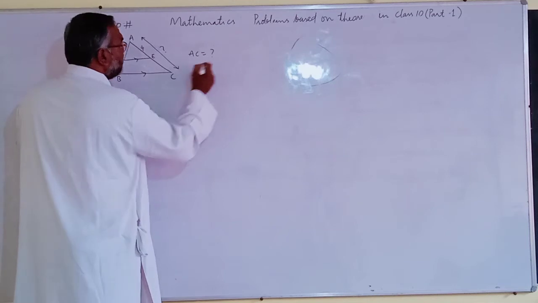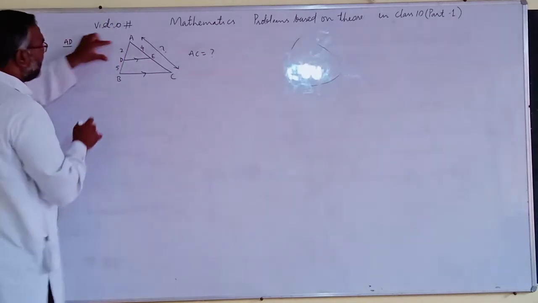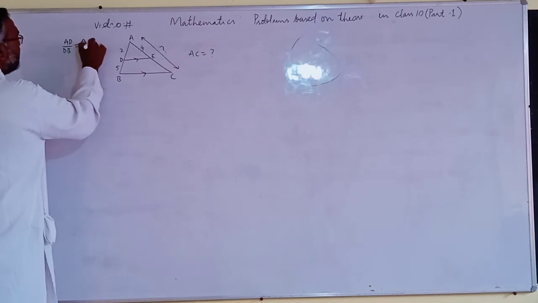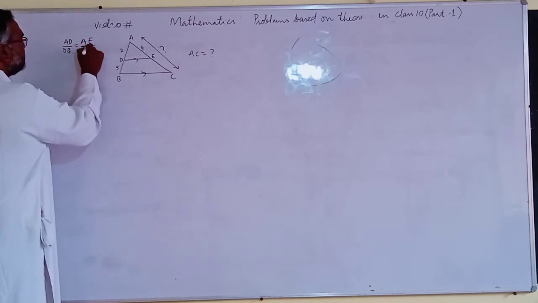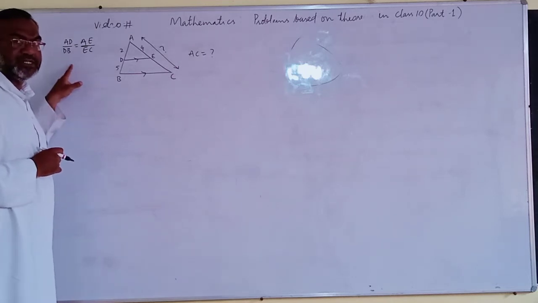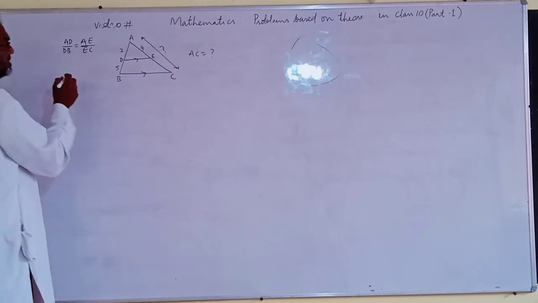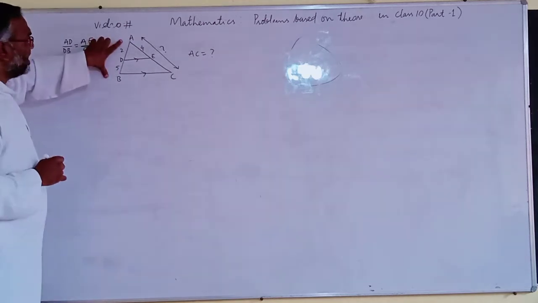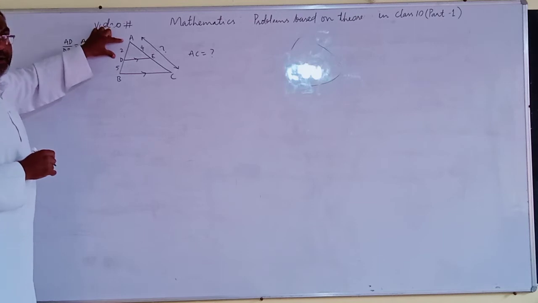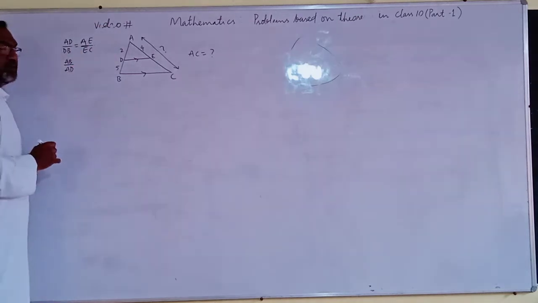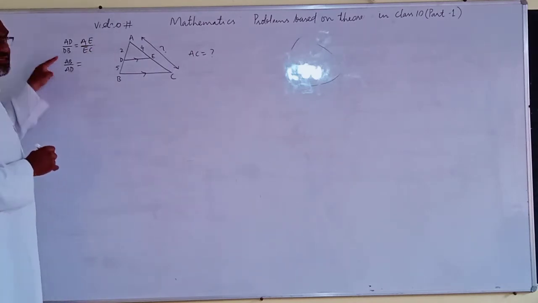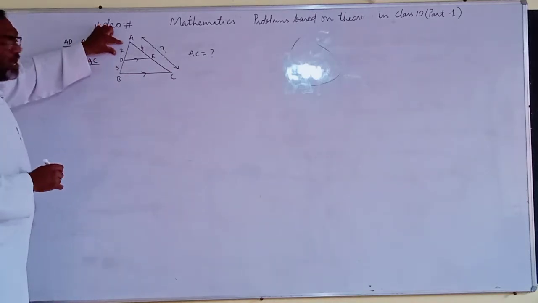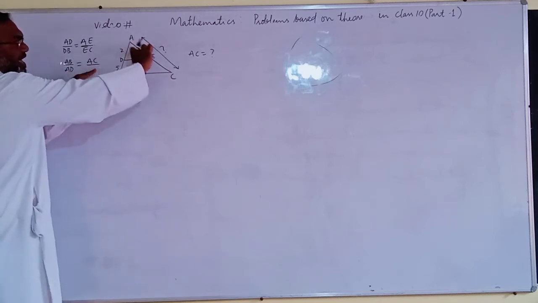So we can write AD divided by DB is equal to AE divided by EC. This is one possible result. It is true. Or we can also write, as I told you, you can take the full length also, AB divided by AD will be equal to AC divided by AE. You have taken the upper part on this side, AD, so on this side you have to take AE, the upper part.